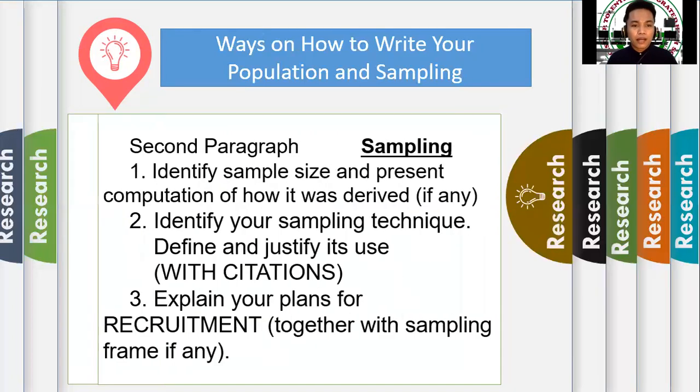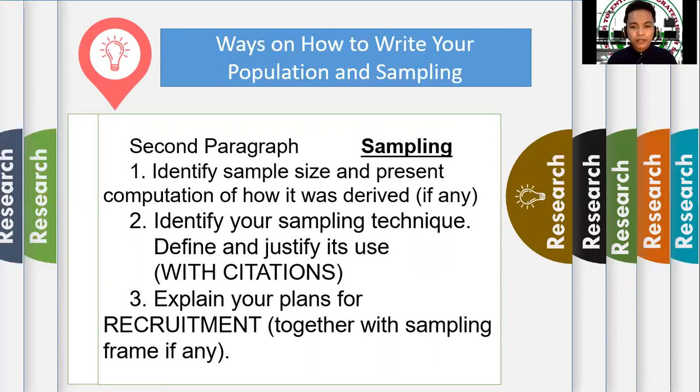And the next paragraph is the sampling. Identify the sample size. This is the most important thing that we really have to consider. Identify the sample size and present the computation on how it was derived, if any. In this case, it was done manually. But later in the presentation, I will teach you how to get the sample size electronically, using what we call a sample size calculator. Okay, number 2, identify your sampling technique.